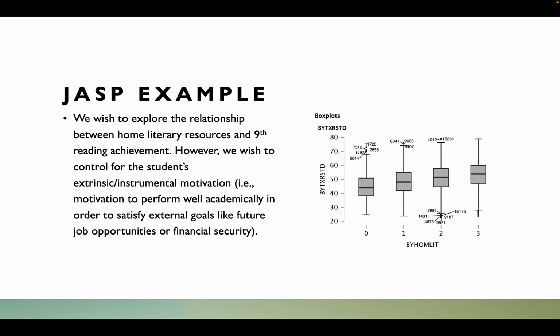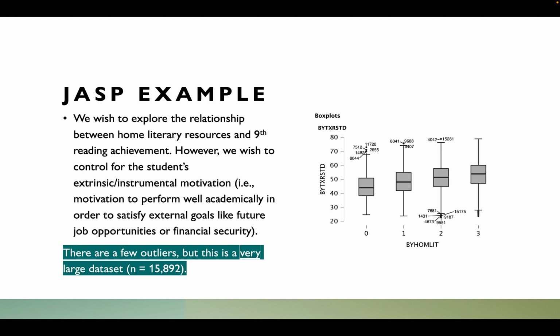All right, let's go to our box plots in JASP and see if we have any outliers. We notice for 0 and 1 resources, we've got a few high outliers. And then for 2 resources in the home, we have a couple of high outliers, and we have what looks like 6 outliers down low.